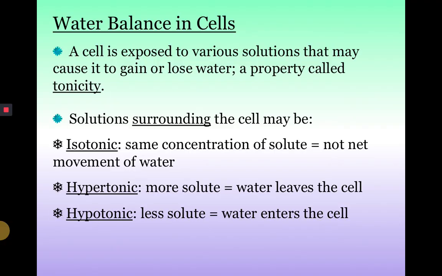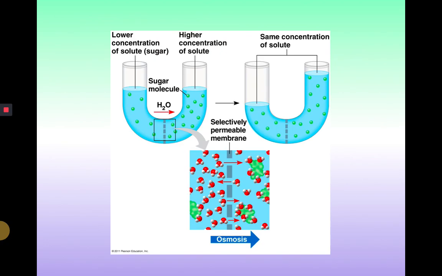We need vocabulary. So a cell is exposed to various solutions that may cause it to gain or lose water, a property called tonicity. Tonicity is based upon solute concentrations. So we need to be looking at it from the perspective of the solute, not from the water. So we've got words to help us describe solutions, solutions that are going to be surrounding a cell, and that could also be in a U-tube here.